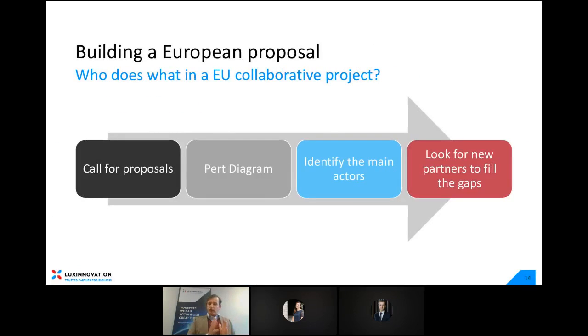What is the role of the coordinator? The coordinator will identify, together with the national contact point and their support services, a call for proposals. From the call for proposals, what you normally do is develop the PERT diagram, and you can identify the main actors that you can put on it. Then you will look for new partners to fill the gaps. This is the role of the coordinator.